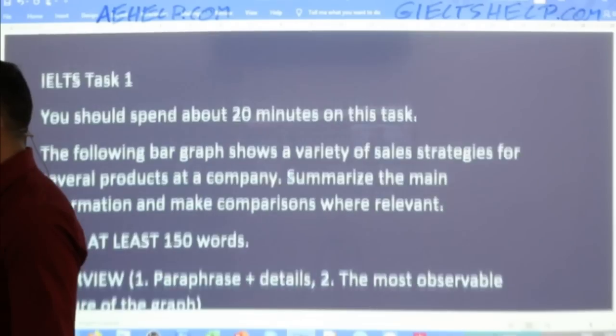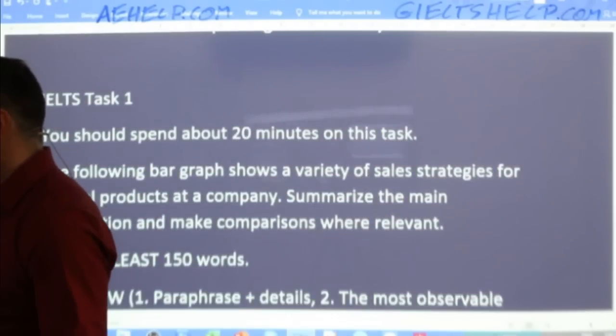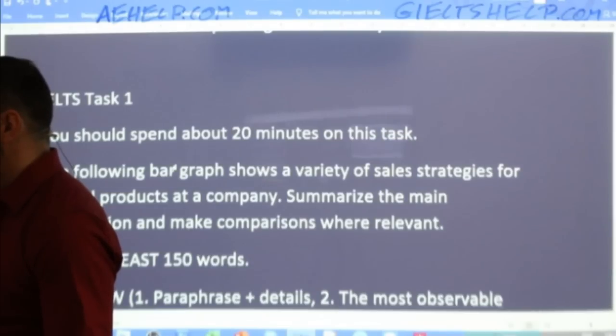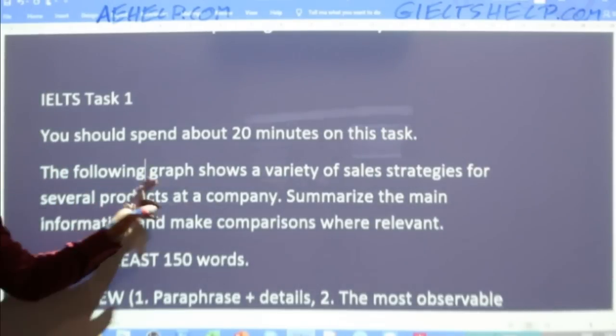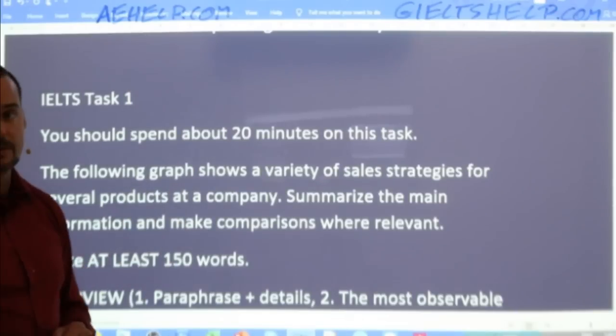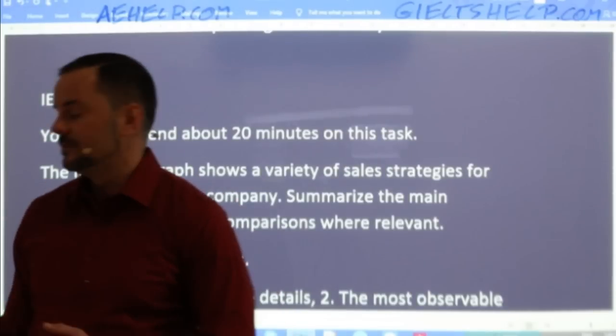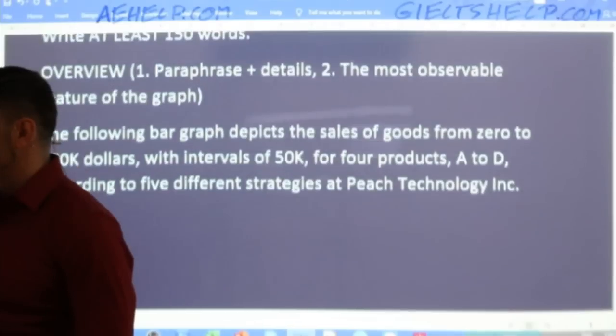In the official IELTS, I was a little bit generous here because in the official IELTS, the original question will just say the following graph. It won't even tell you that it's a bar graph. So you obviously have to name that. So it's good to do.